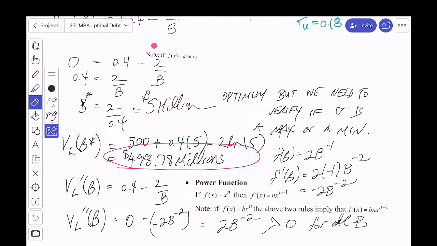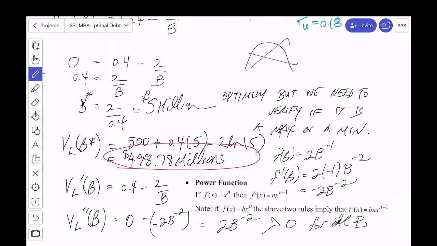This got twisted. So our function actually looks not like this. It goes like this. The second derivative is positive. And we found a minimum value. So actually, the 5 million gives the lowest value of the firm.